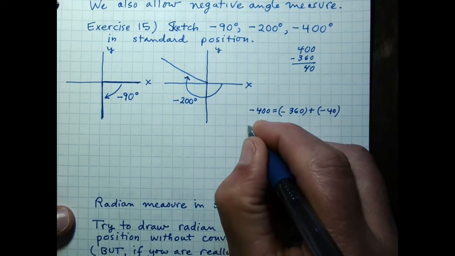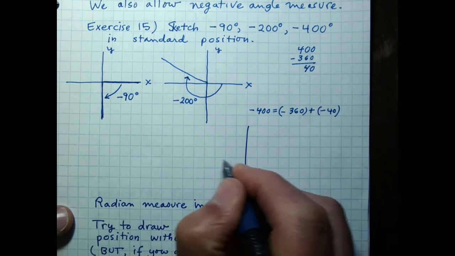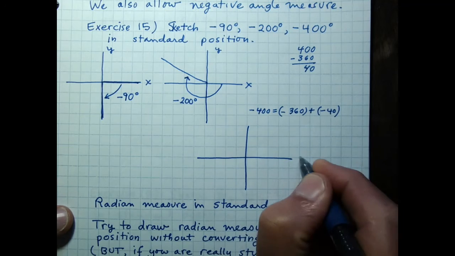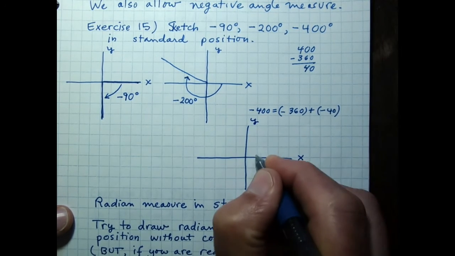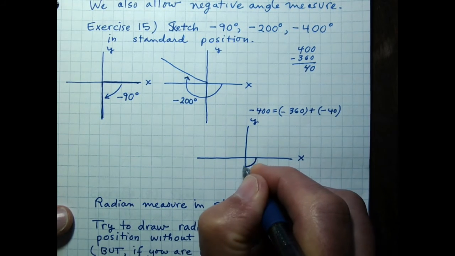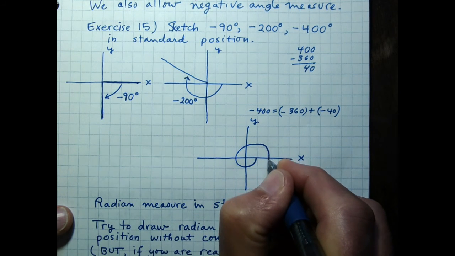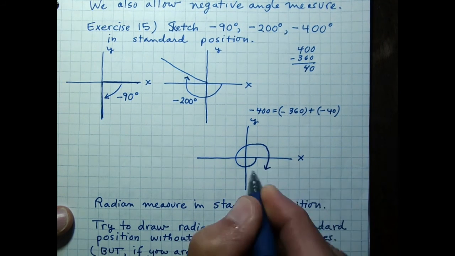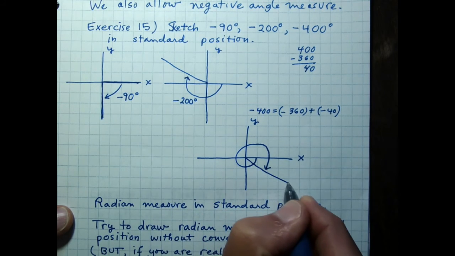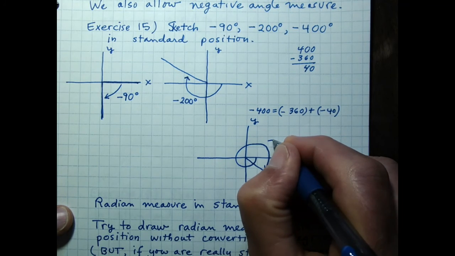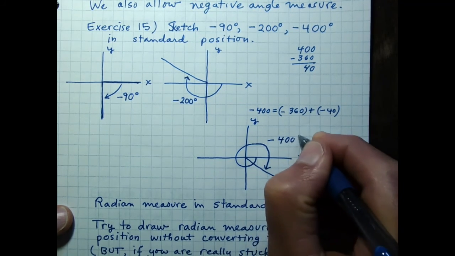So let's draw negative 400 degrees. So again, start at the positive x-axis. I'm doing a negative rotation, one full circle, and 40 degrees more is going to take me into this quadrant down here. It's actually terminal side in quadrant 4. There's negative 400 degrees.